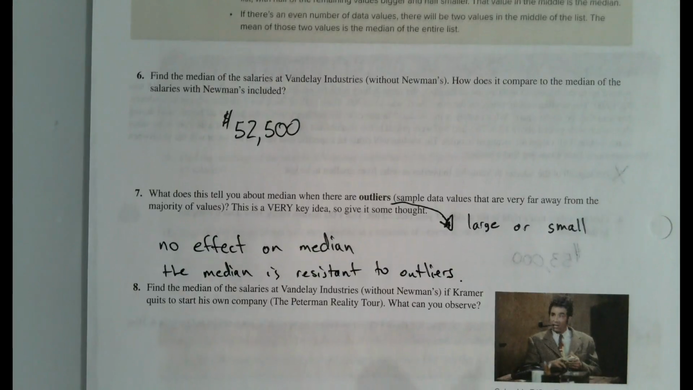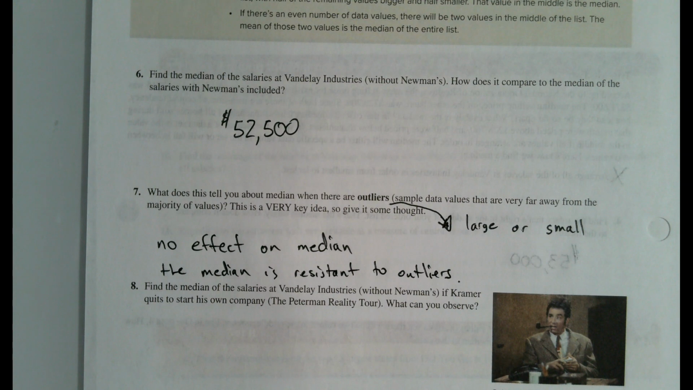So if we want to talk about the average salary of a data set, and we note that there are outliers in the data set, then we'd want to talk about the median as the best measurement of the average. If there are no outliers, then the mean is always the better measure.